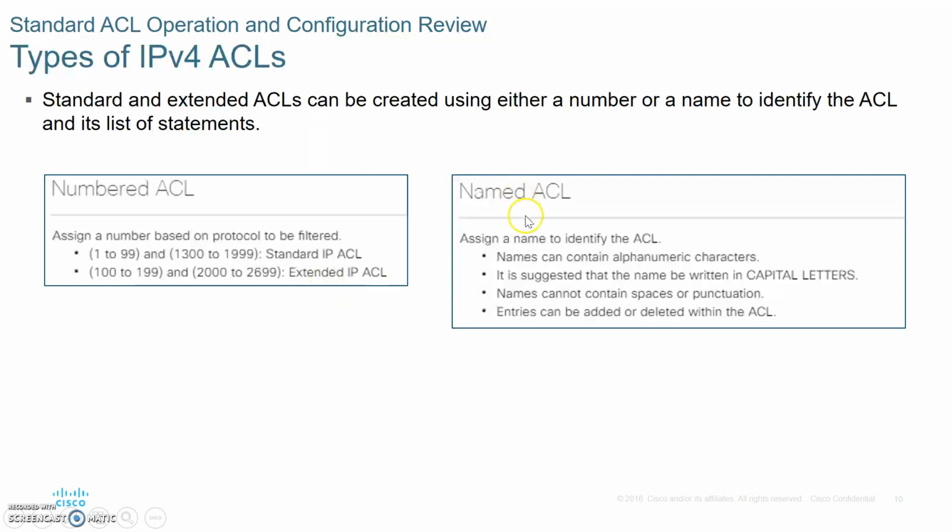For a name ACL, we use a name to identify the ACL. It can be alphanumeric characters. We suggest writing it all in capital letters, but it cannot contain spaces or punctuation. And you can add and delete entries within a name ACL. So a name ACL normally gives more meaning to an ACL.